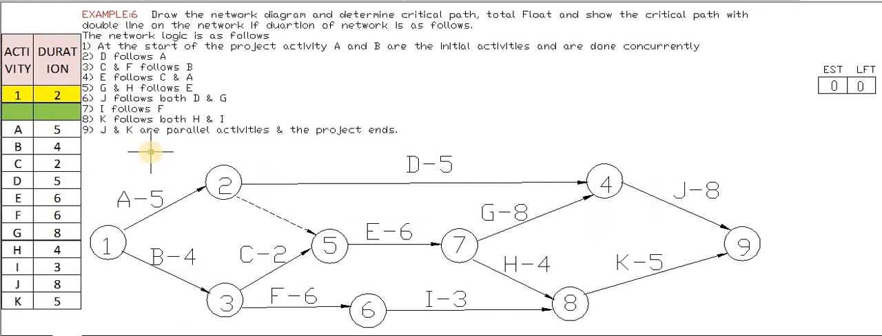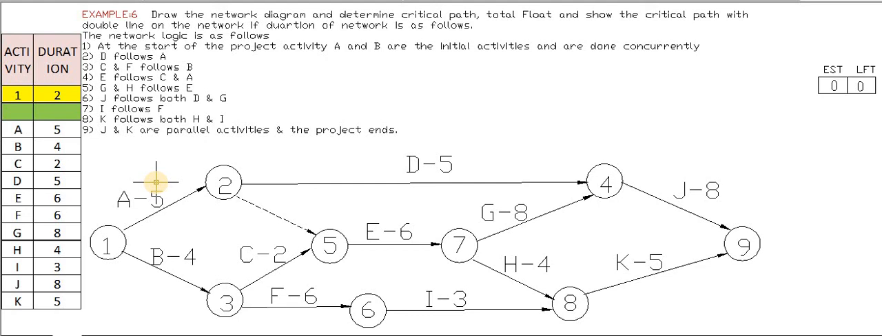What is the next serial number? I. That is serial number 7. I follows F. Only after completion of F, I will be taken care of. So F has been completed, and I is the next activity. Yes, so this activity is next. So serial number 7 is correct.